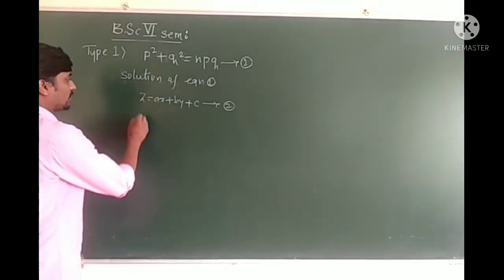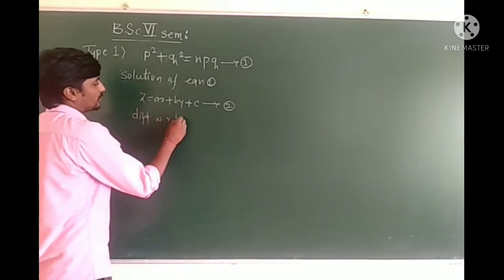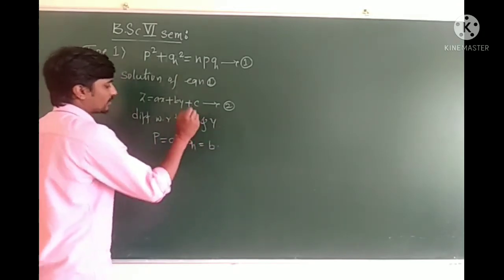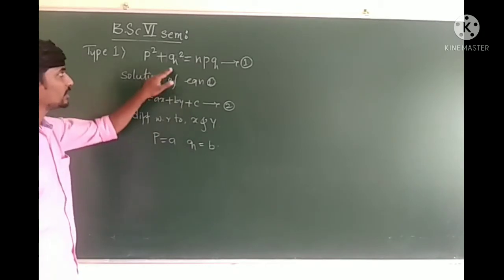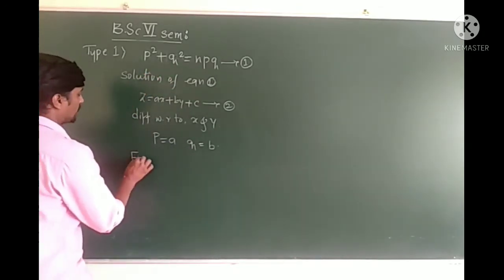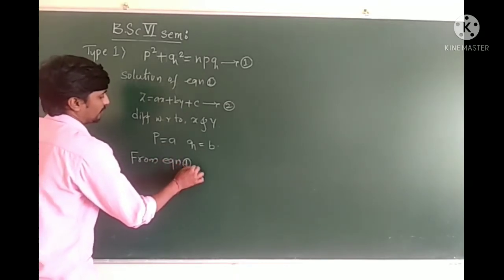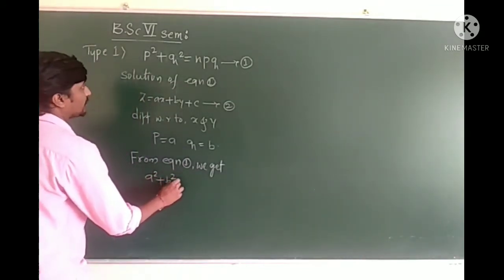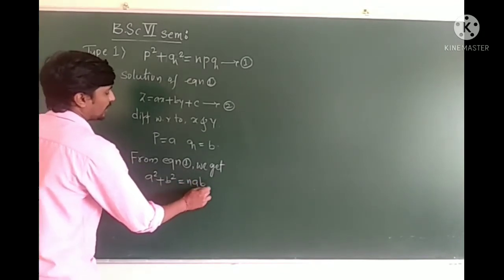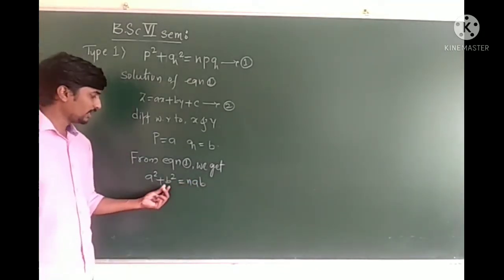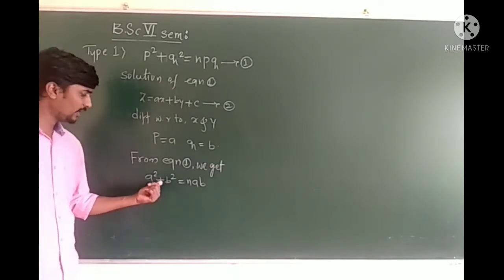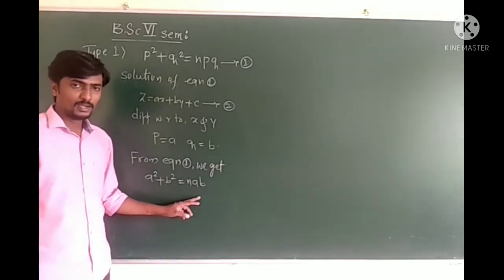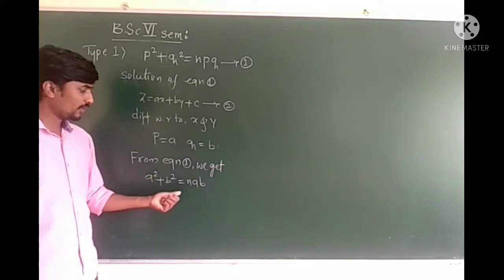Now differentiate this equation partially with respect to x and y, and you get p equal to a and q equal to b. Now substitute these p and q in equation 1. From equation 1 we have a square plus b square equal to n into a into b. Now we want the value of b, otherwise the value of a, so convert one constant into another: express b completely in terms of a, otherwise a completely in terms of b.